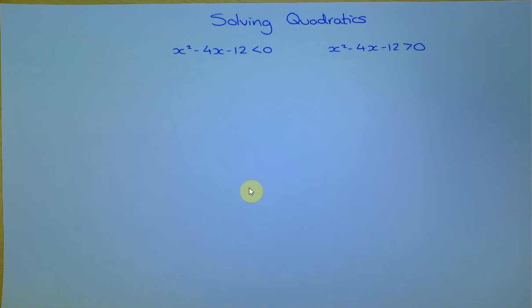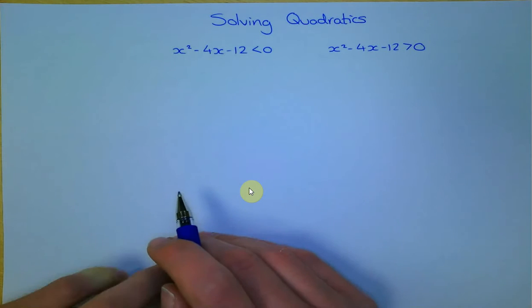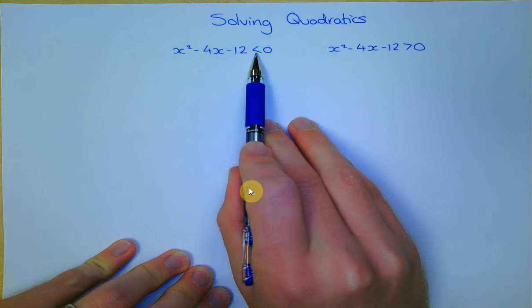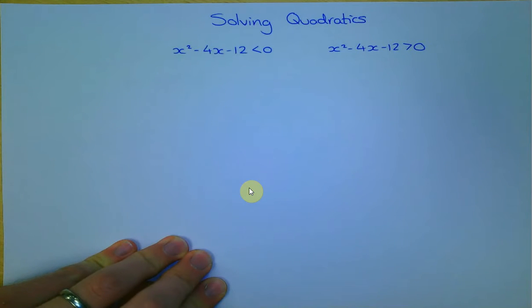Hi guys, in this video we're going to have a look at solving quadratic inequalities. I should have put inequalities there, but it doesn't matter. We can identify an inequality because we have the inequality sign, not the normal equal sign. But essentially we're going to do exactly the same process.